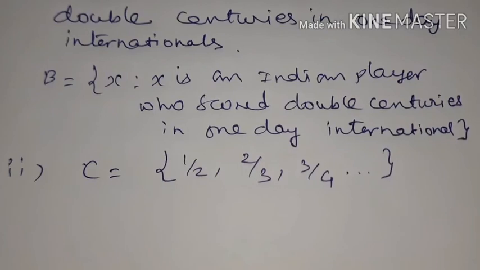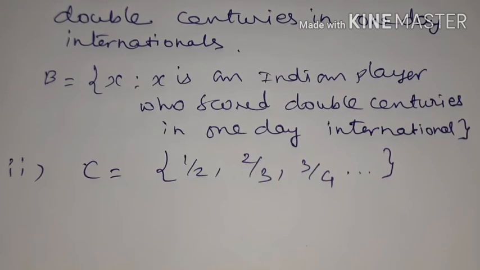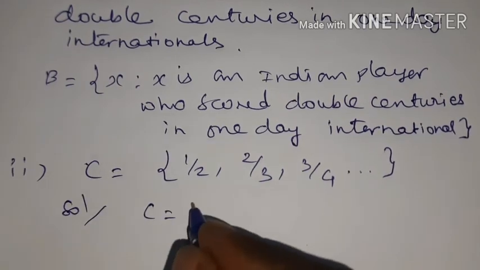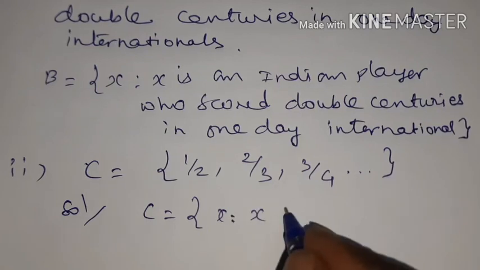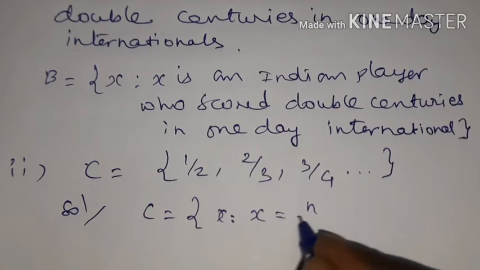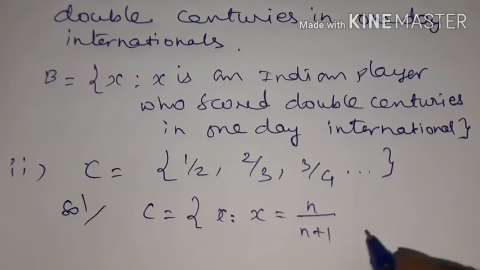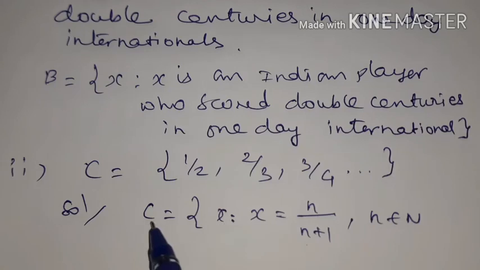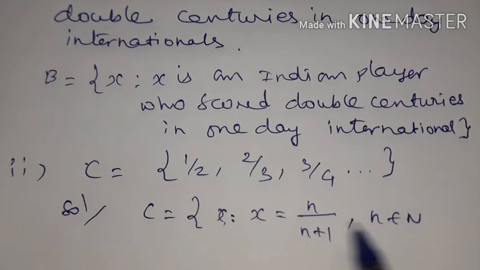C is equal to 1 divided by 2, 2 divided by 3, 3 divided by 4. Here roster form is given. We want to change to set builder form. Solution, C is equal to x such that x is equal to n divided by n plus 1, n belongs to natural numbers. Check this.